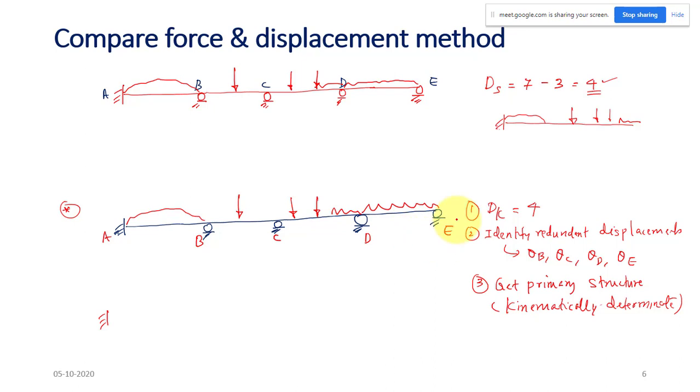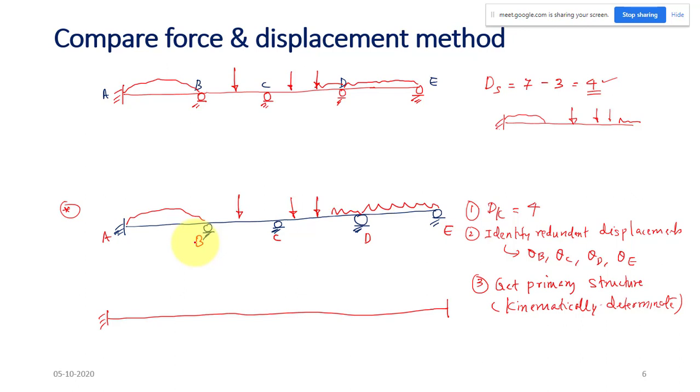Then tell me how to remove this, or how I will represent it. To remove this, to make all the rotations 0, what type of support condition do I have to provide in this primary structure? Sir, hinge support. A hinge support means it is free to rotate, there will be rotation. Hinge support means it is free to rotate, right? There will be rotation. Fix that. Yes, exactly.